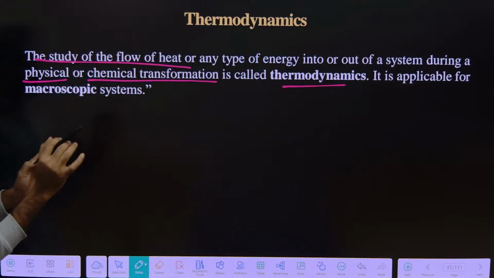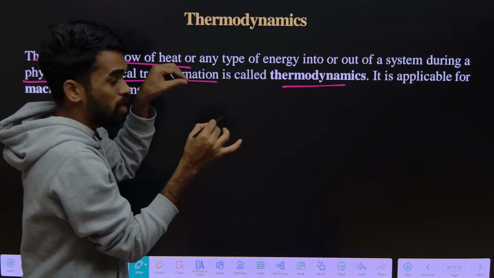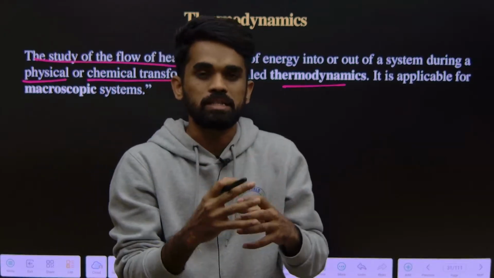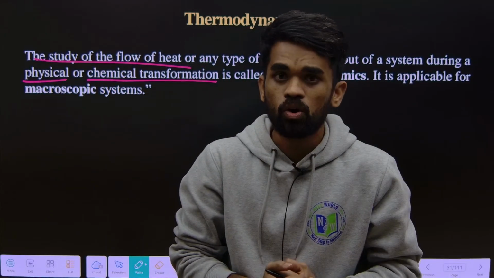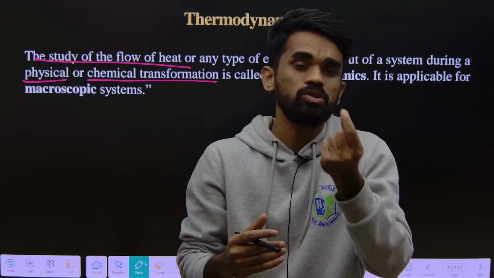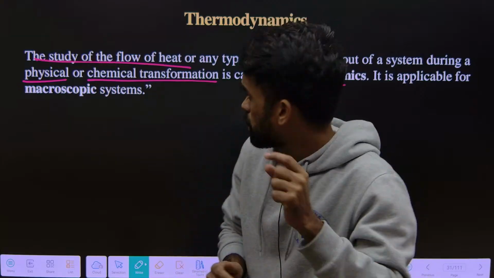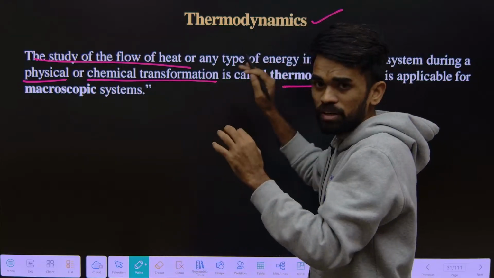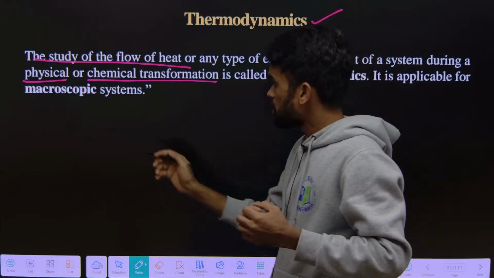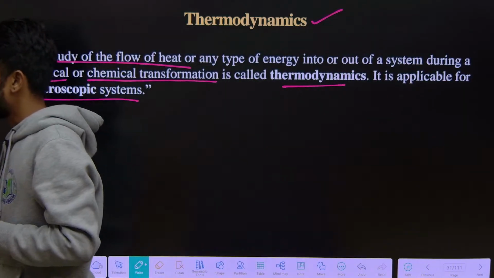And this thermodynamics that we are studying here is applicable for macroscopic bulk properties, a bulk phenomenon. Something called statistical thermodynamics will be there, which we use at the microscopic level. So this thermodynamics is applicable for bulk matter, for macroscopic systems.